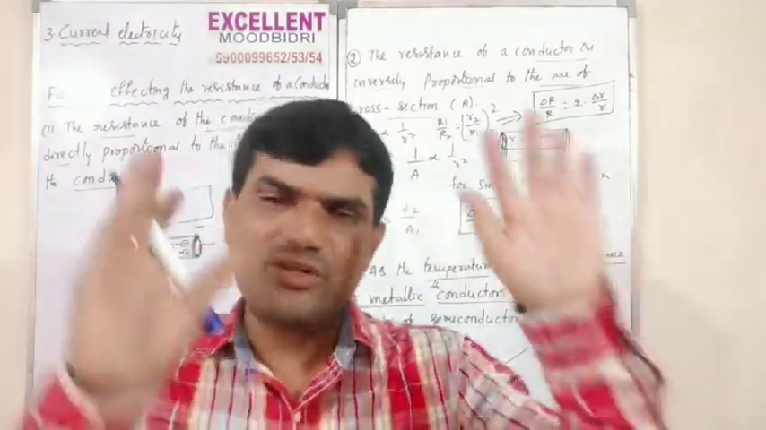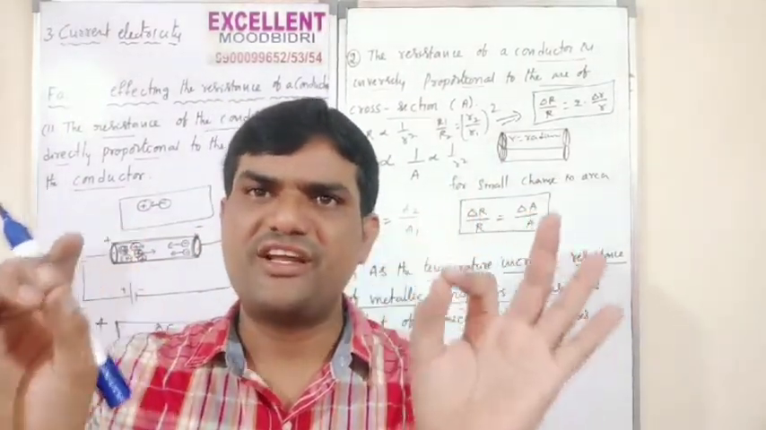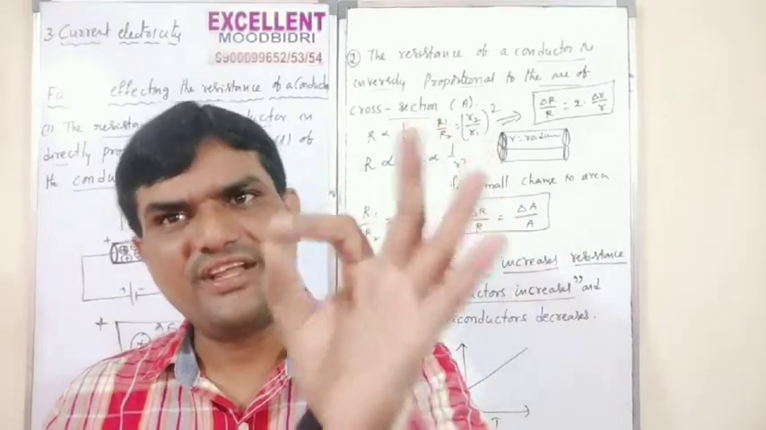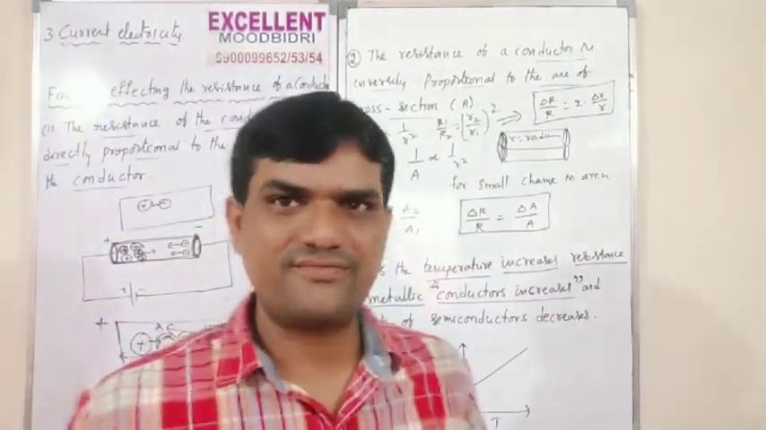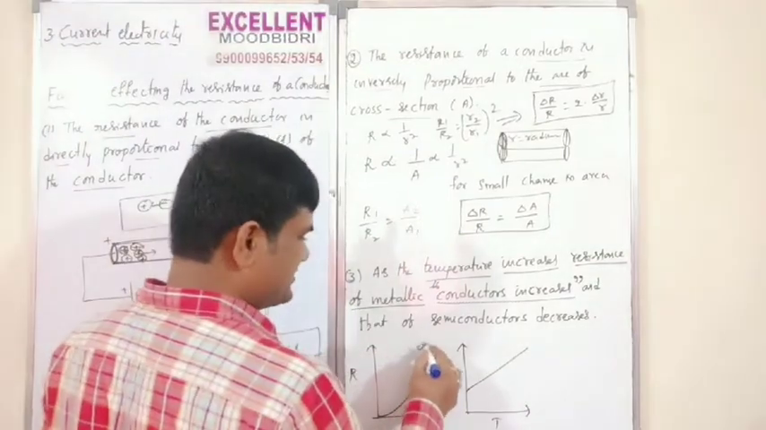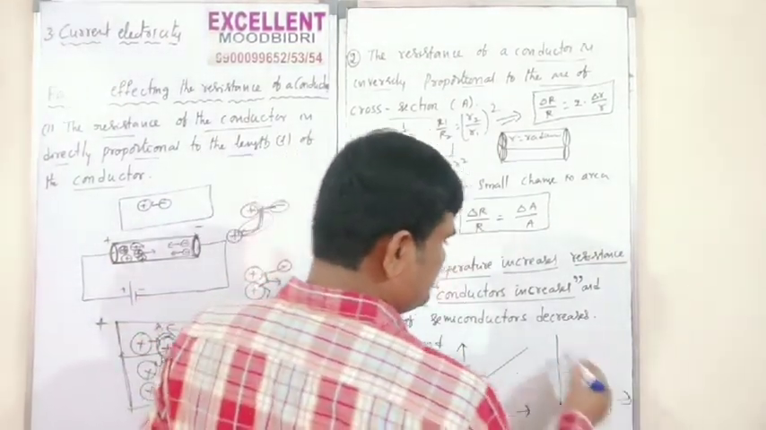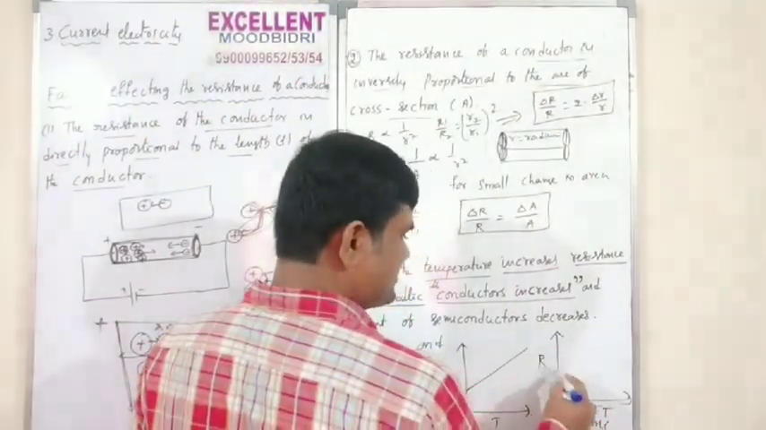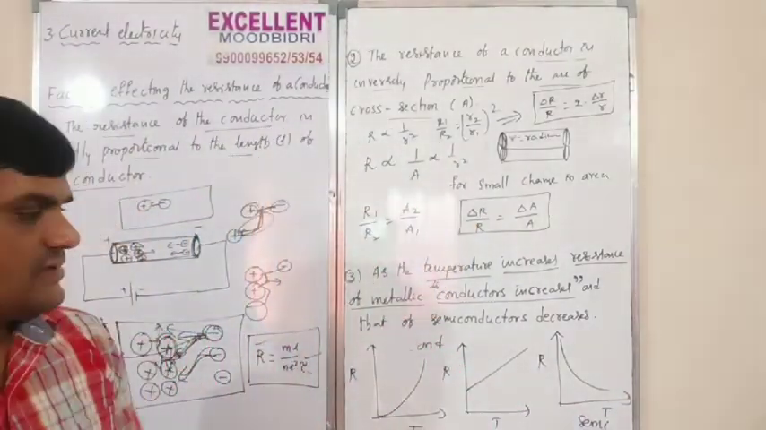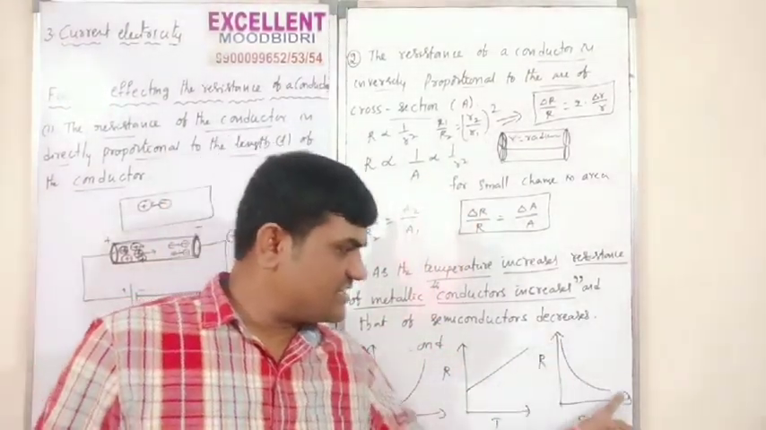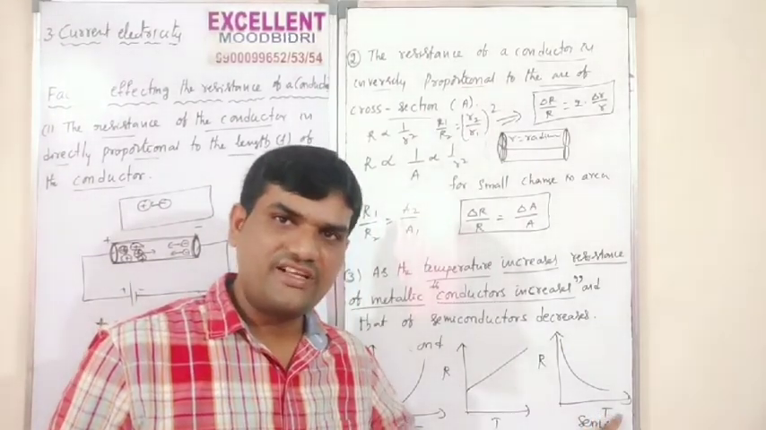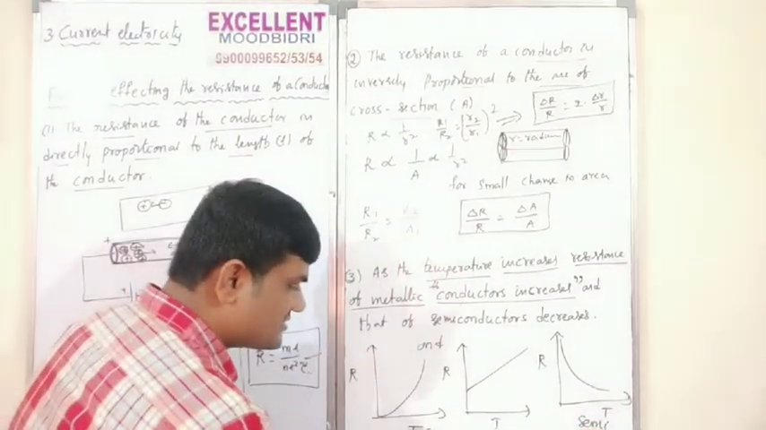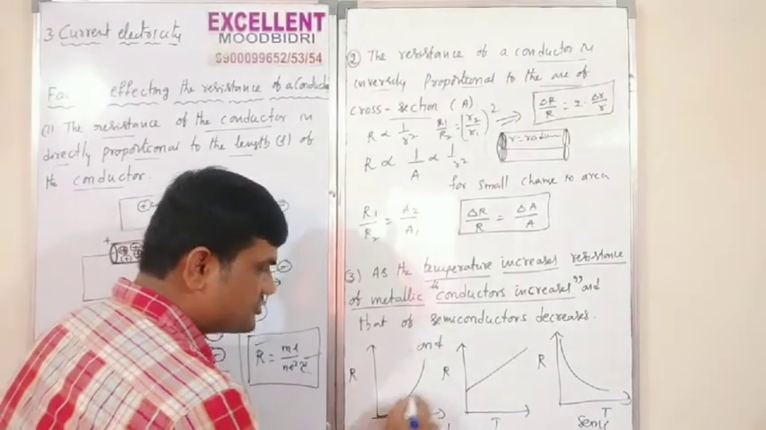I don't want to go that way now. You can just remember that as the temperature increases, the resistance of semiconductors decreases. In semiconductors, the resistance decreases while increasing temperature. But in conductors, the resistance should increase.